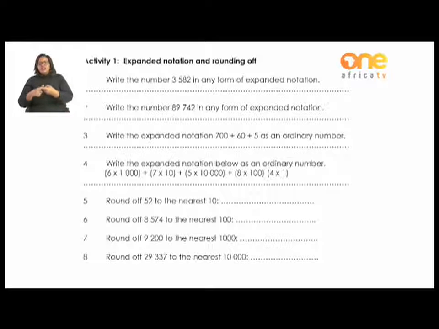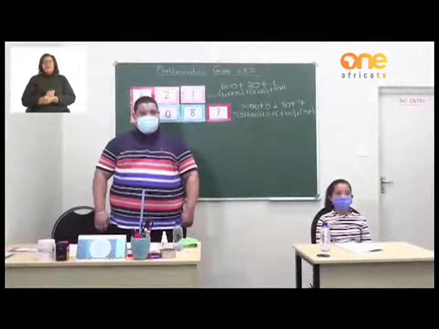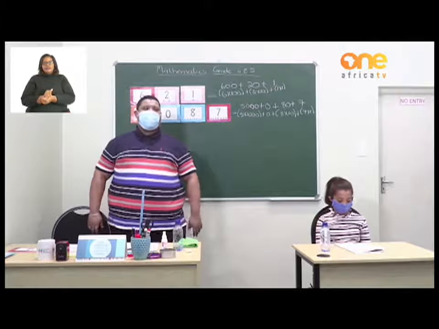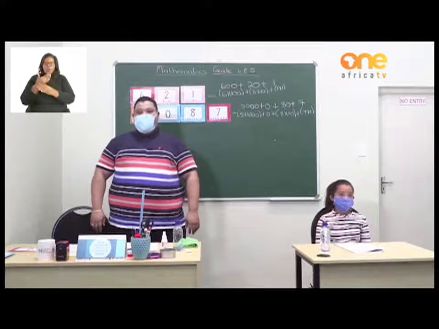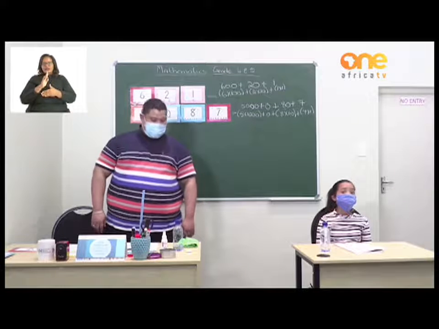Then we have rounding off. Round off 52 to the nearest 10. Round off 8,574 to the nearest 100. Round off 9,200 to the nearest 1,000. And round off 29,337 to the nearest 10,000. Boys and girls, the memo is on the next page, but first try to do it on your own before you look at your answers. Now, this has brought us to the end of our lesson.